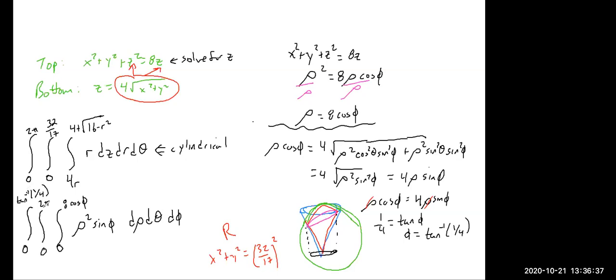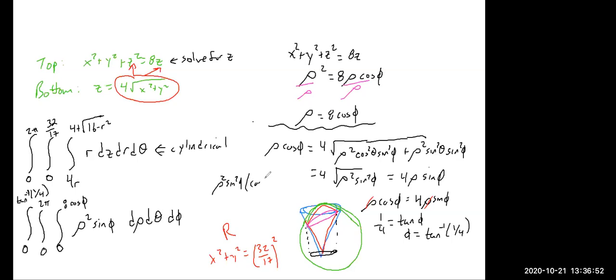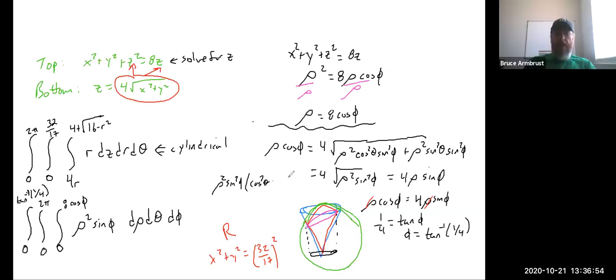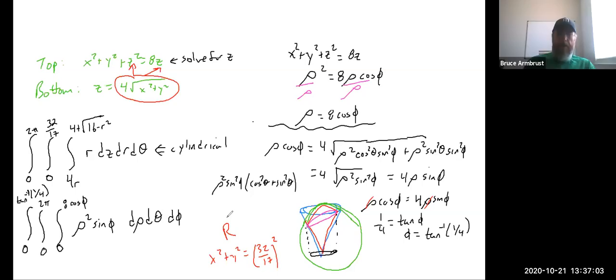Bruce, how did you get rid of the cosine squared theta and the sine squared theta? On this line right here under the square root, factor out the rho squared sine squared phi. So you get rho squared sine squared phi times 1, cosine squared plus sine squared. Gotcha. The power of trig.